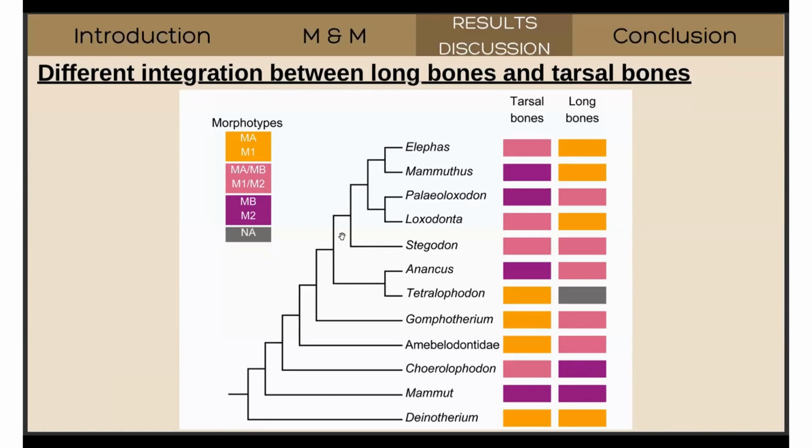And this could also indicate different stress integration between long bones and tarsal bones, with long bone morphology more influenced by body mass, and tarsal bone morphology more influenced by environmental factors, such as substrate or type of environment, which was also a hypothesis for the other taxa.